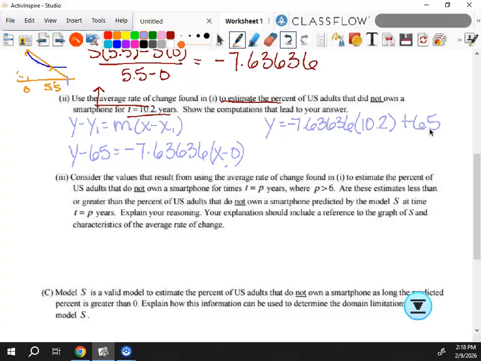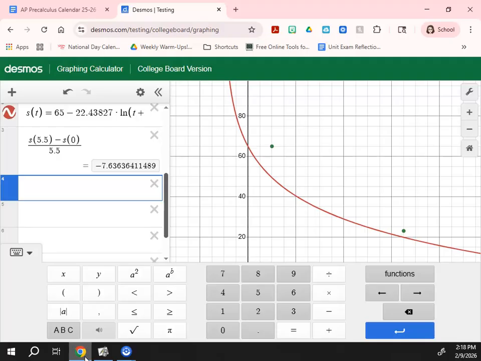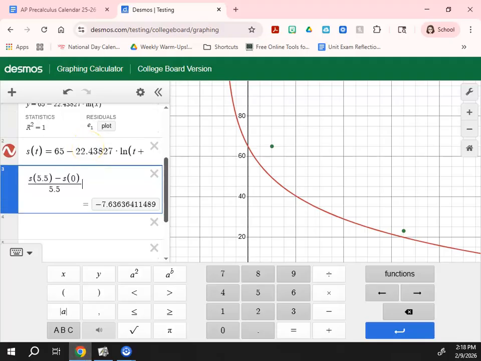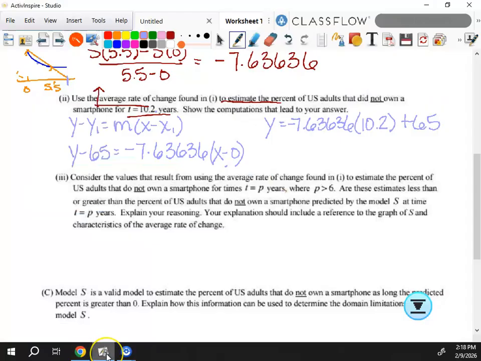Now, because I have my slope in Desmos right now, right here, that is my negative 7.636. I can just take this, multiply that by 10.2, and add 65. And that's where I get that number from right there, which means that S of 10.2 is about negative 12.89091.